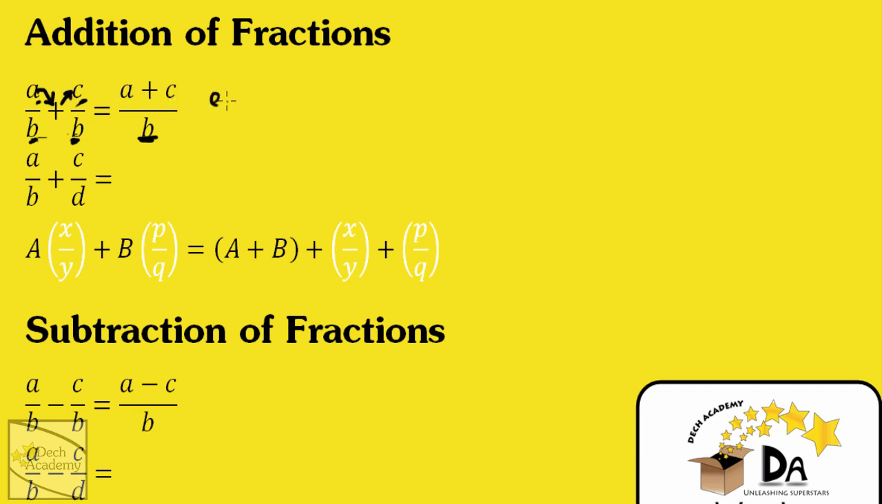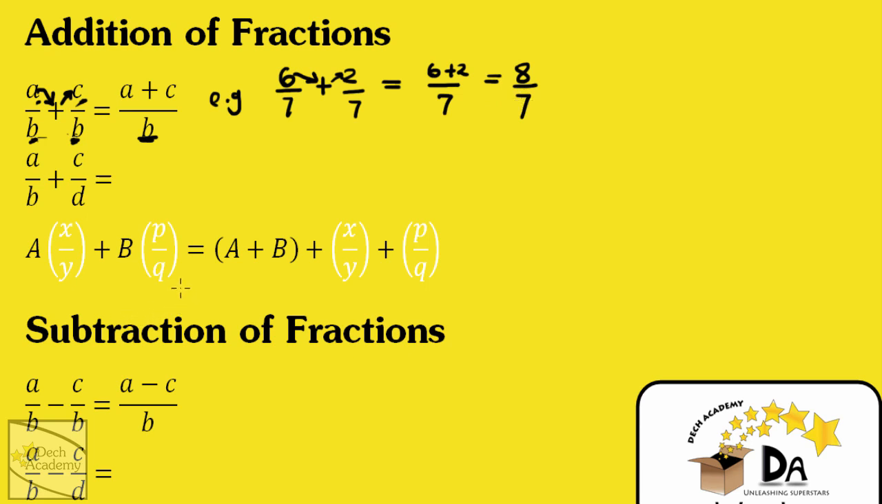So I'll give you an example. You have something like 6 over 7 plus 2 over 7. We're adding two fractions that have the same denominator of 7. The resulting fraction is such that its denominator is also 7. Its numerator is given by 6 plus 2, and that gives 8 over 7.